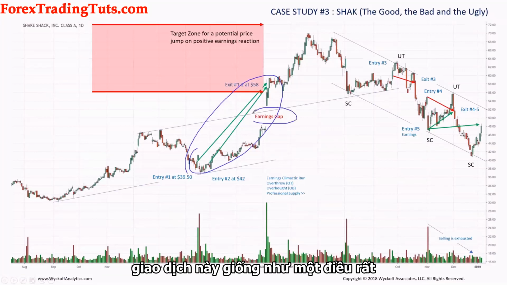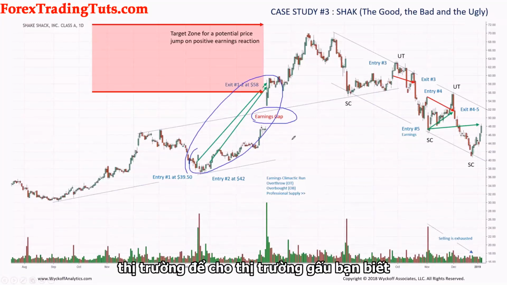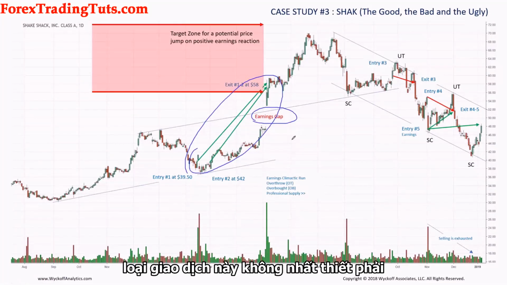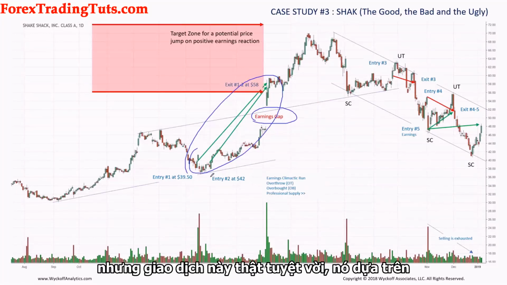This is kind of a very typical trade that I would have in a market that is a bull market. For the bear market, this type of trade is not necessarily going to work, and you will see this almost instantly in a second. But this trade was great.